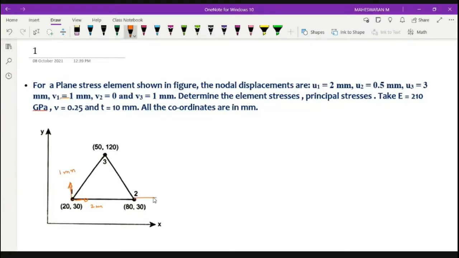Similarly, at nodal point 2, U2 is 2.5 mm and V2 is 0. There is no displacement. At point 3, U3 is 3 mm and V3 is 1 mm. So the values are also given. Mu is given, around 0.25, and the thickness is also given, which is 10 mm. The question is you have to identify the element stress, right? What is the element stress? And they are also asking for the principal stress.